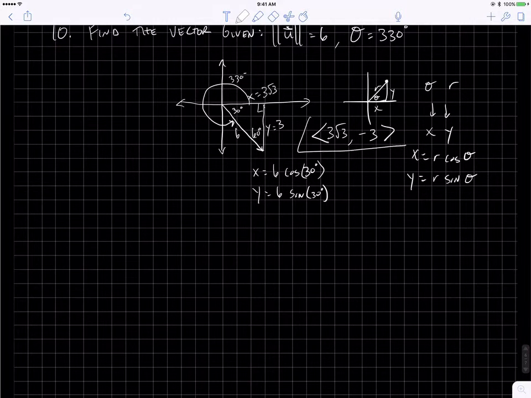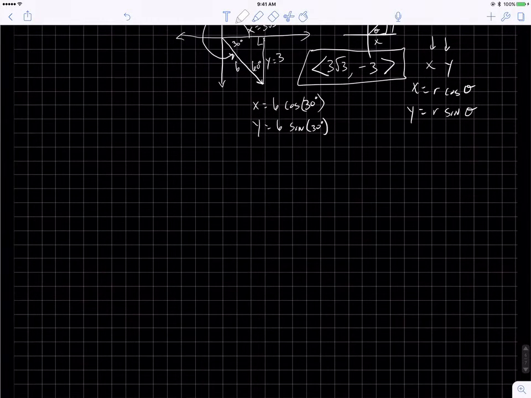The final thing I have to do is consider the direction. Okay? So that was a pretty quick one, 2 minutes. Let's see if I can do the next one.